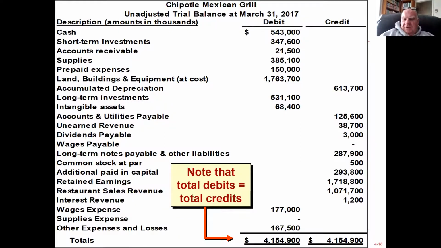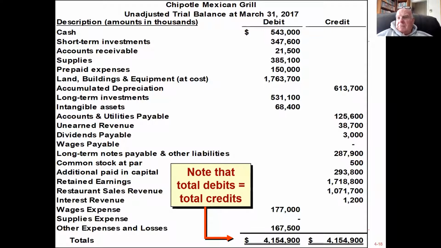So anyway, we go through this, and you might notice a couple of things. You see a couple of dashes. They have a dash next to wages payable and a dash next to supplies expense. How come? Because we can't touch those accounts until the end of the month. The end of the month is when we know how many hours people worked for the last week of the month and turn that into dollars for our journal entry.